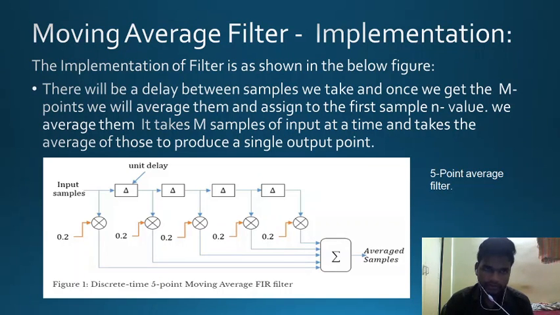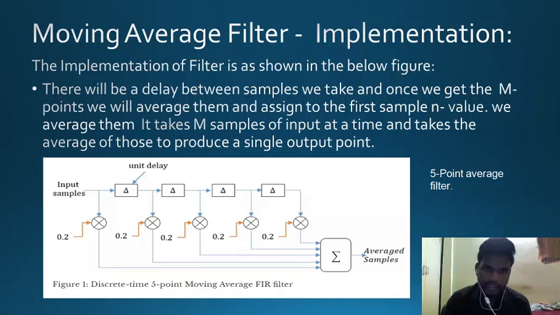Implementation of moving average filter. As we can see in the figure, this is the implementation of a 5-point moving average filter. Since it is a dynamic system, we have to store the past input values. Here we are going to average the past 5 values and assign it to one output point.